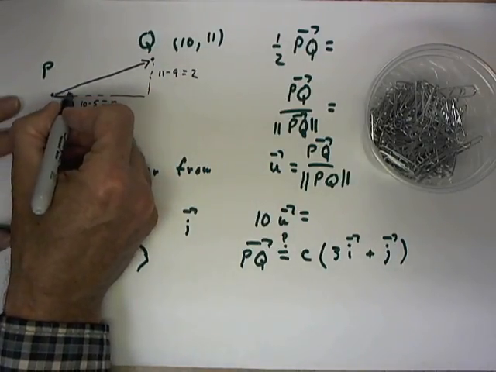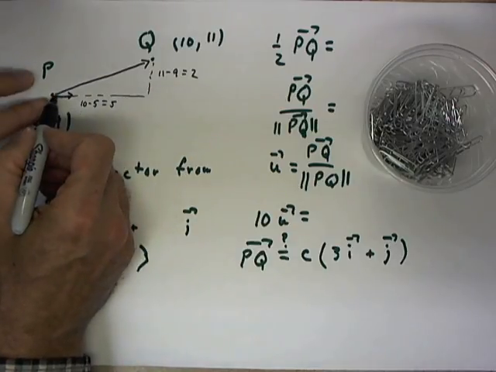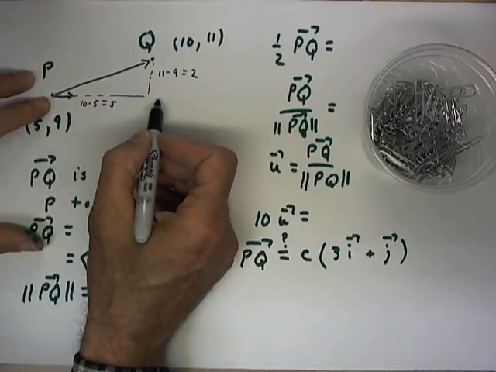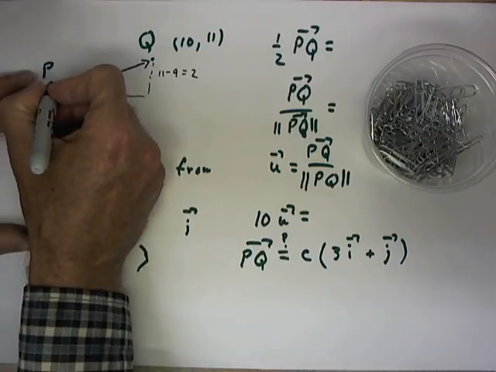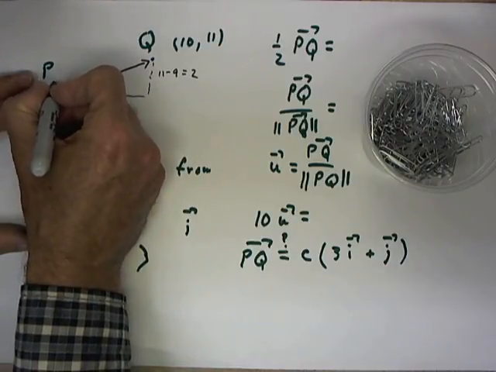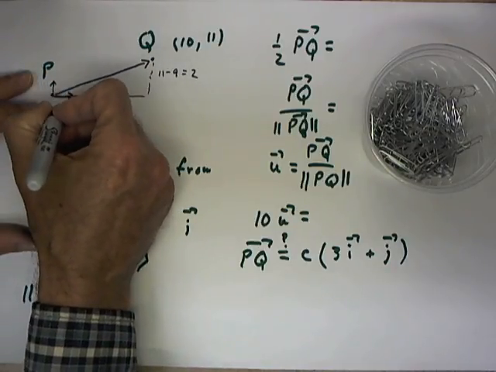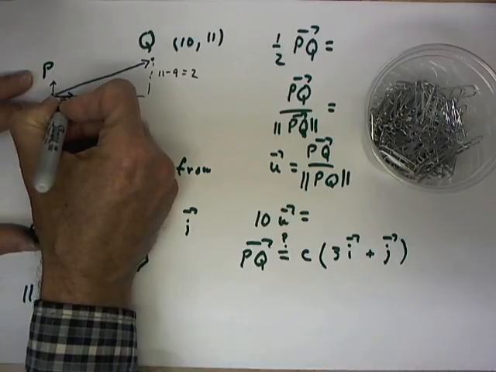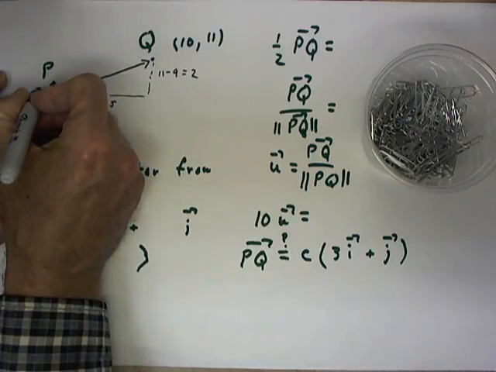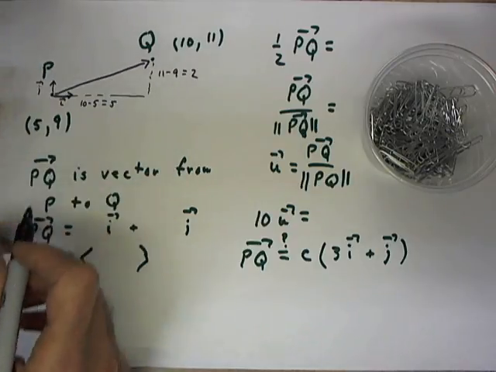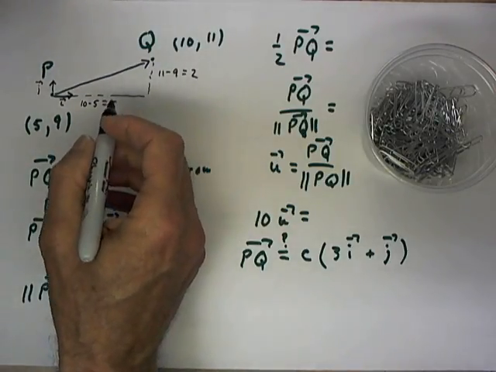We construct a vector of magnitude 1 in the x direction and a vector of magnitude 1 in the y direction. We call the vector in the x direction our i vector. The vector in the y direction we're going to call the j vector.